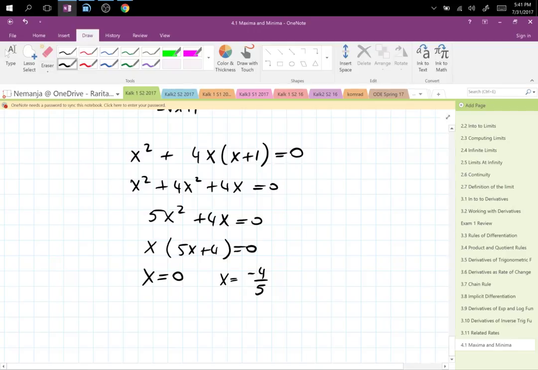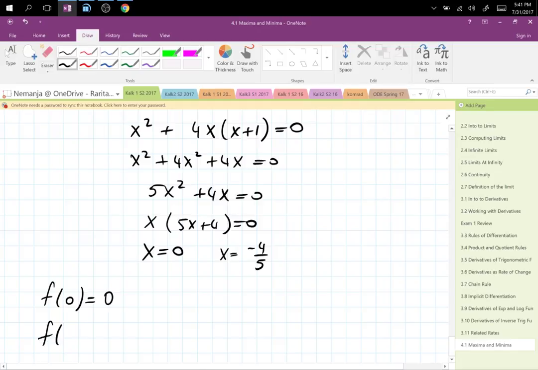So both of these should be good candidates for extrema, minimum, maximum, or inflection point. So, what's f of 0? Anyone? Very good. And what's f of -4/5?